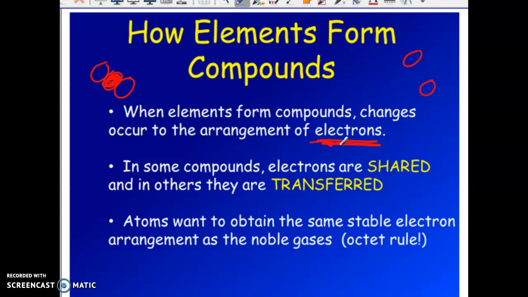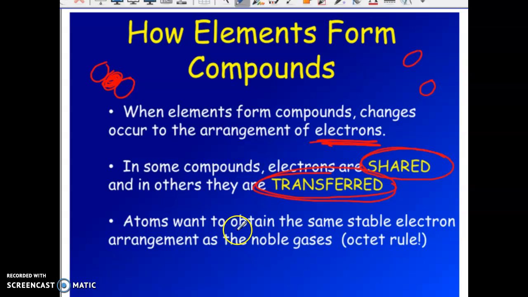So what happens is there's two scenarios. Electrons are either going to be shared between the atoms, so electrons can be shared from one atom to another, or electrons can be transferred, which means that one atom will give electrons away and one atom will actually accept them. So the goal of creating compounds actually is always the same.